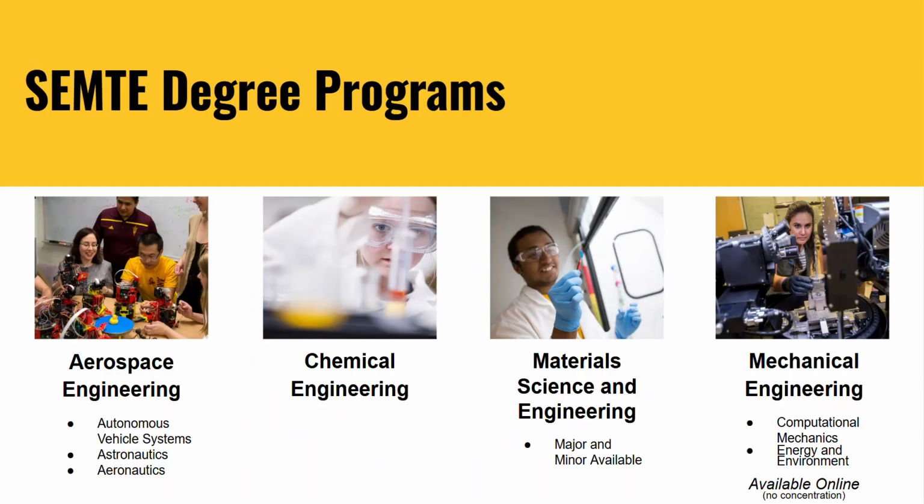Here at SEMTE, we offer 4 different undergraduate degrees: aerospace engineering, chemical engineering, material science and engineering, and mechanical engineering. As you can see, aerospace engineering and mechanical engineering do have some concentrations available. However, for the purposes of admissions, we're just going to look at the degree as a whole. And please be aware that if you are an ASU online student, the only program that we currently offer online is mechanical engineering, no concentration.